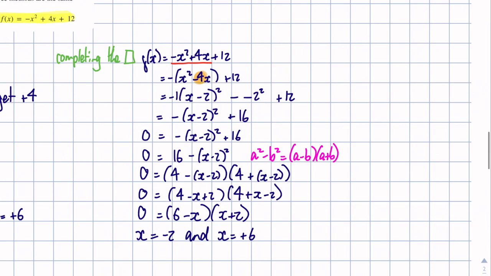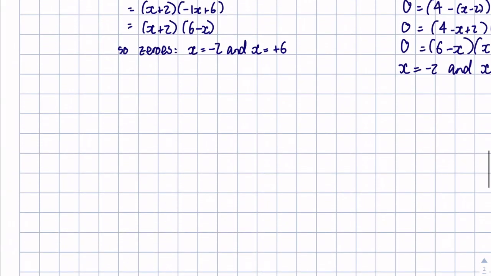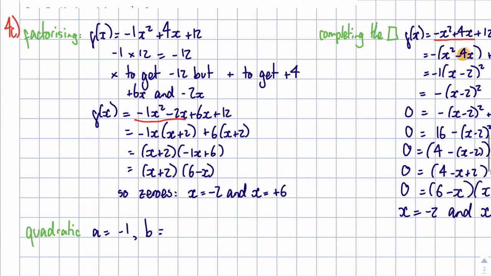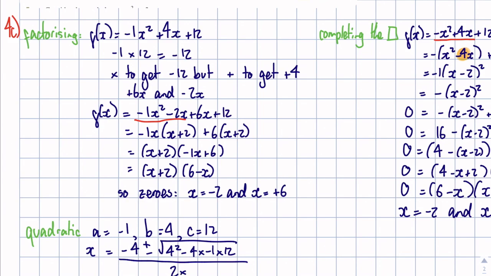Final method is, I'm going to have to do it down here, the quadratic formula. So here, a is negative 1, b is, I've forgotten, positive 4, c is 12. So we know straight away x equals minus 4 plus minus the square root of 4 squared take 4 times negative 1 times 12 all over 2 times negative 1.